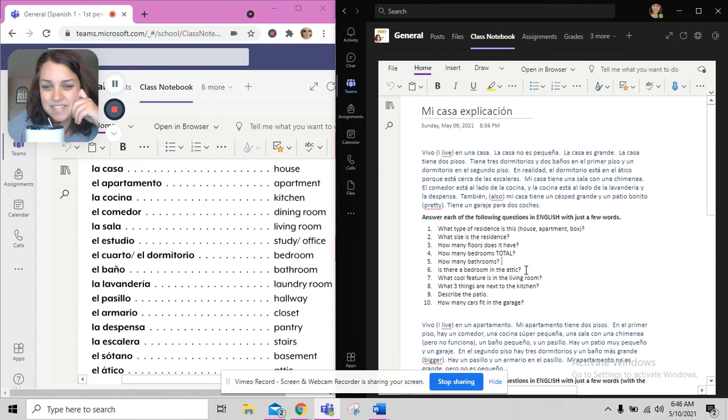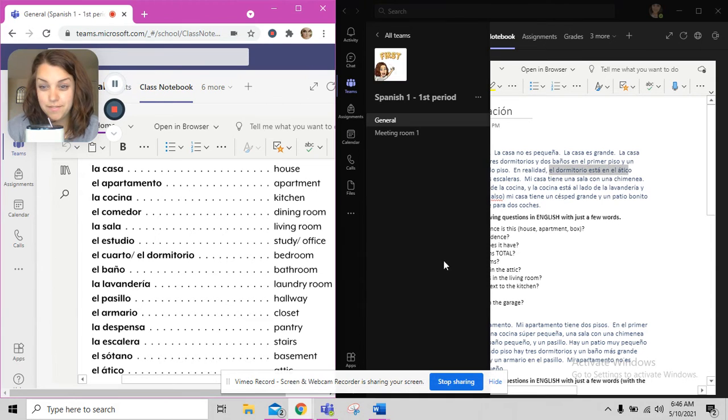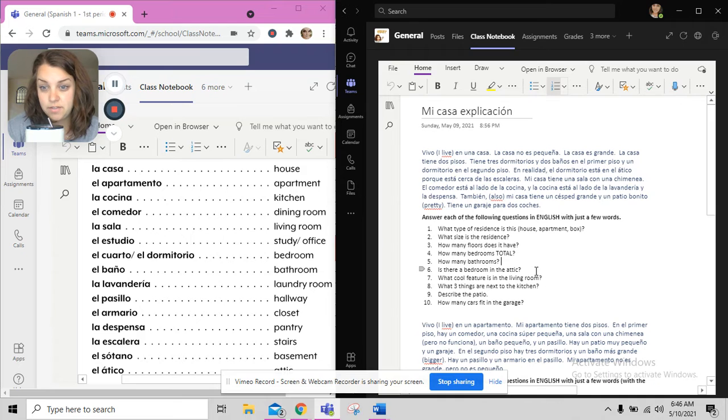Number 6 says, is there a bedroom in the attic? Remember the word for bedroom is dormitorio. Okay. El dormitorio está en el ático. Right. So make the choice, yes or no. All right. So you've typed your answer there.